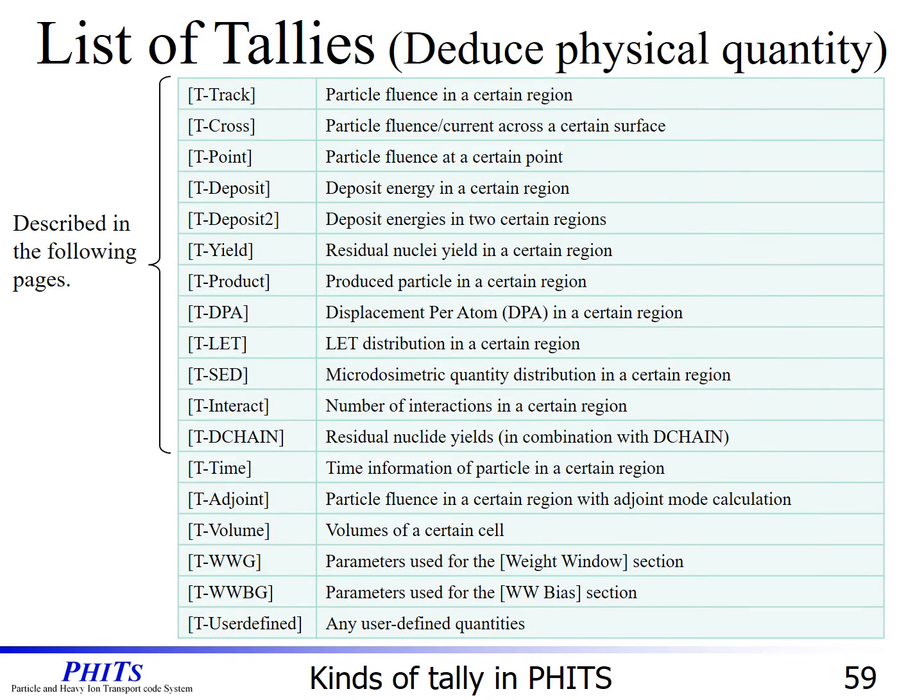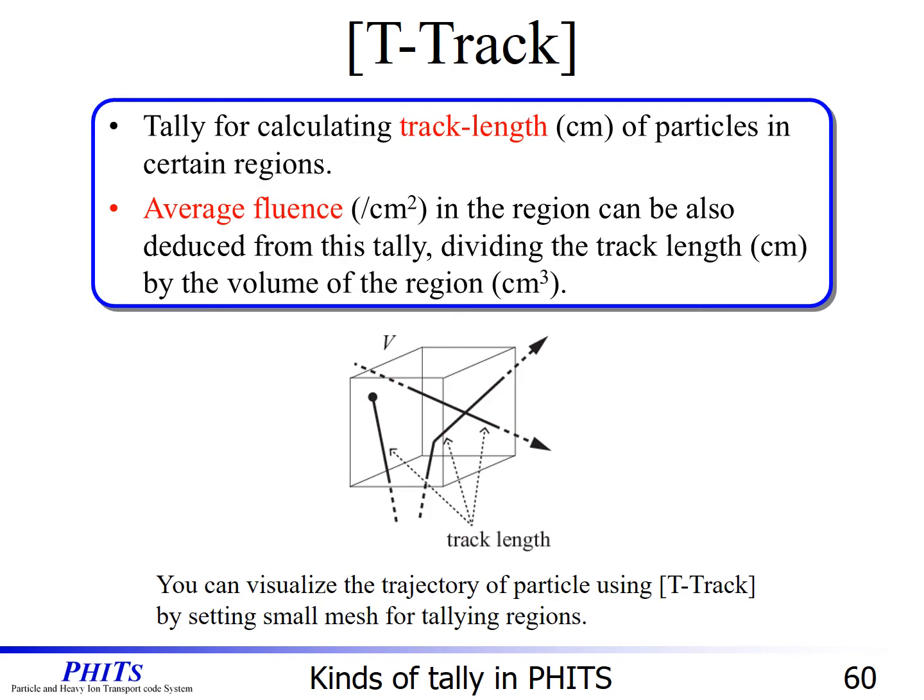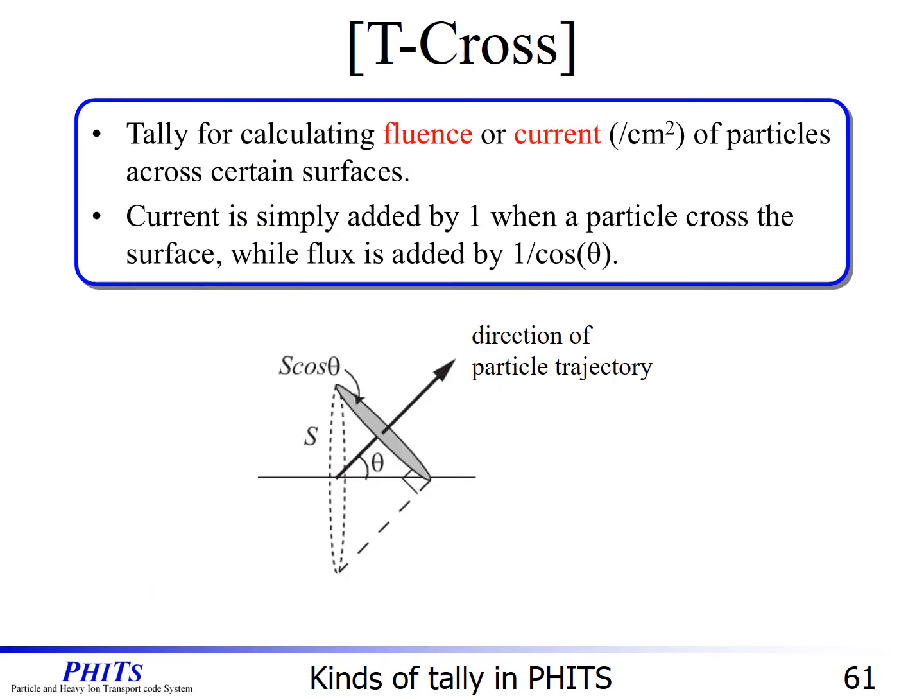This is a list of all tallies to deduce physical quantity. I will introduce major tallies briefly. Track tally is for calculating track length of particles in certain regions. Average fluence in the region can also be deduced from this tally, dividing the track length by the volume of the region. As you used so far, you can visualize the trajectory of particles by setting small mesh for tallying regions.